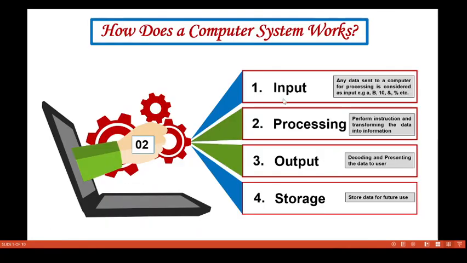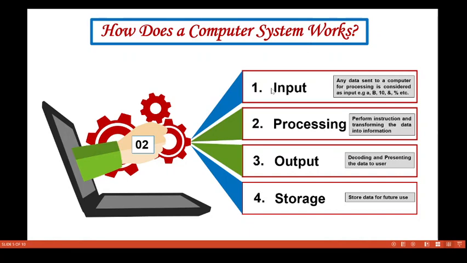This is the one by one elaboration about the 4 keywords while defining a computer system, which is how a computer system works. That is the second item in this lecture.